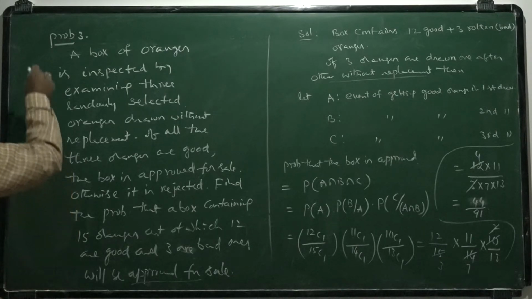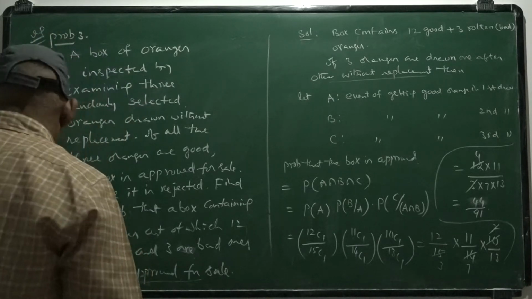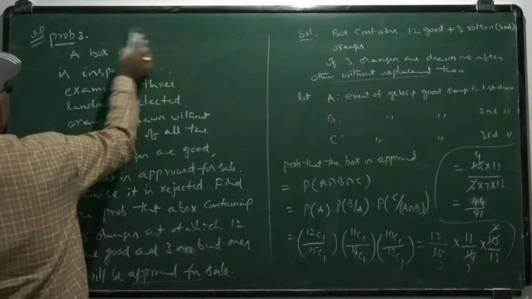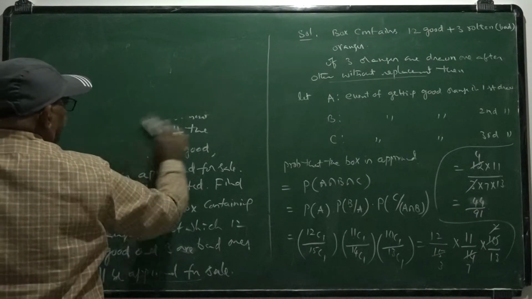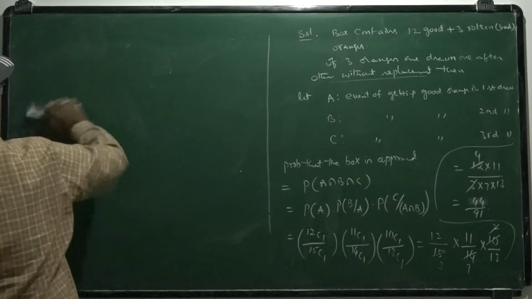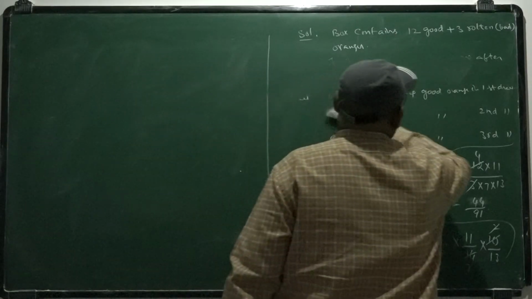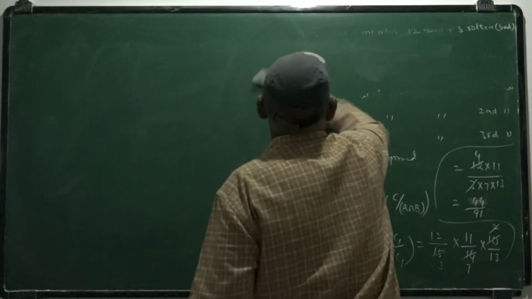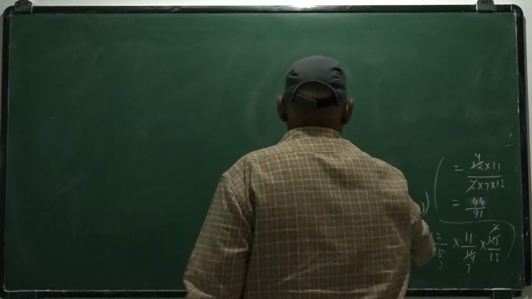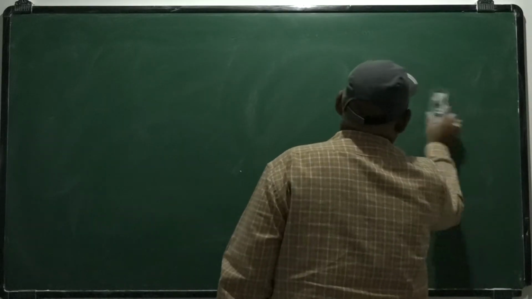Such problems may be asked in the board. This is one important problem. Based on the multiplication rule of probability, these problems are very important. You have to practice these problems a lot. You may get a 6 marks problem on this probability.